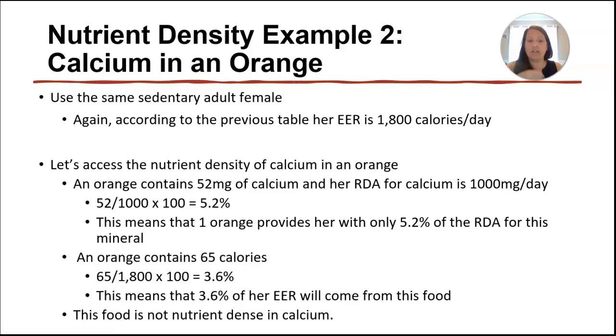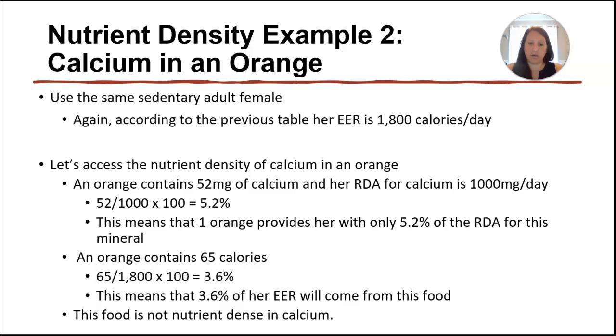Okay, here's another example. So we're still looking at an orange, and it's still the same woman, so she still has the same calorie need. Her EER is the same. Her estimated energy requirement, EER, is the same. But we're looking at a different nutrient. Okay, we're looking at calcium now, not vitamin C. Okay, so I had to look this up. An orange contains 52 milligrams of calcium. Okay, so again, that's a number that you'd have to find. If it's a food with a nutrition label, it'll be right on there.